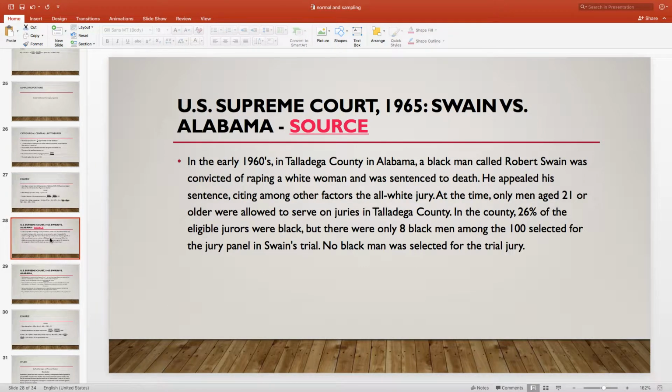Here's another example, and we've seen this with the binomial distribution, but here's another way of answering this question. It's accused Robert Swain of raping a white woman, and he was sentenced to death. He appealed his sentence, saying that he was not given a fair trial because the jury was all white. And it says that in this county, 26% of the eligible jurors were black, but only 8 black men among the 100 were selected for jury panel, and no black man was selected for trial jury.